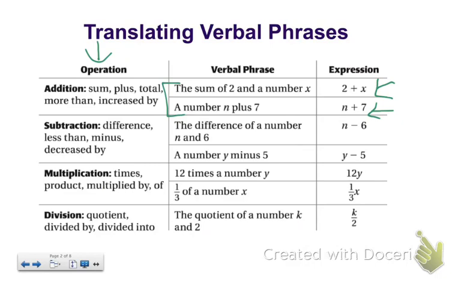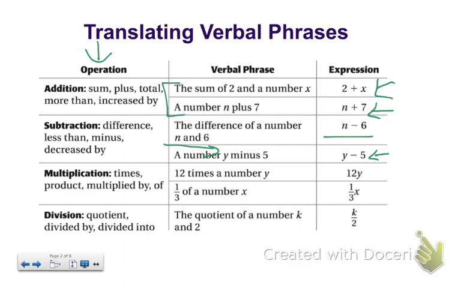For subtraction, keywords are difference, less than, minus, and decreased by. So for example, the difference of a number n and 6 is n minus 6. For some reason, that one tends to confuse people, so my rule of thumb is always just go left to right. So n minus 6. And then for another example, a number y minus 5. That's just exactly what it sounds like, y minus 5.